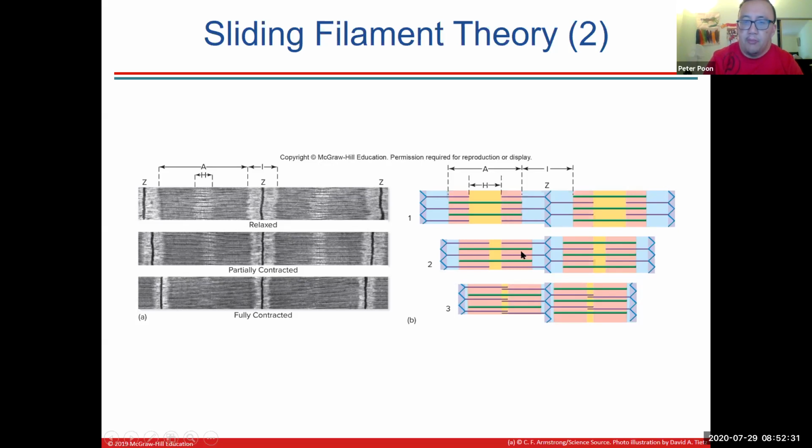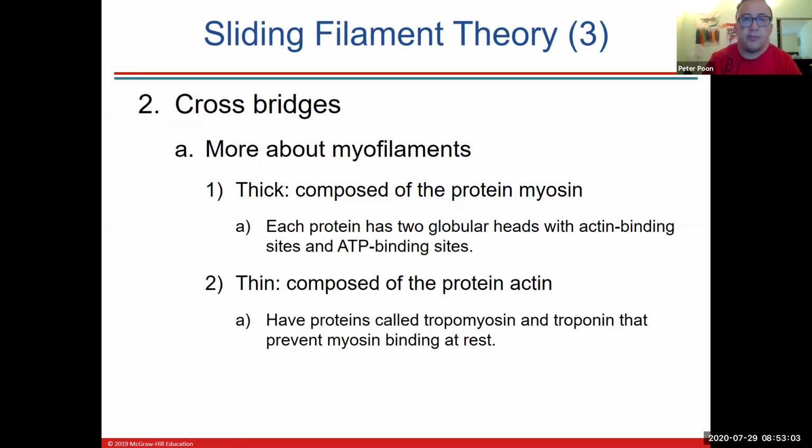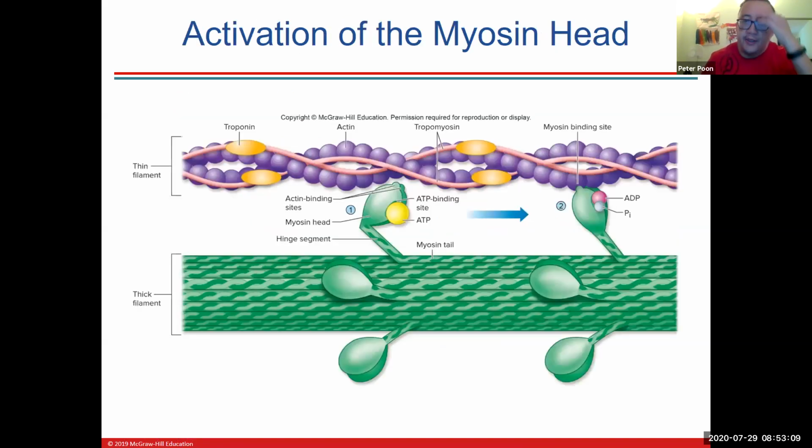The myosin doesn't actually move but pulls the actin toward the center. So eventually the H zone gets smaller and smaller until the H zone disappears. The Z discs on either side get closer and closer together. And the H zone, like I said, disappears, and the actin filaments move toward one another. Cross bridges, so this you should understand.